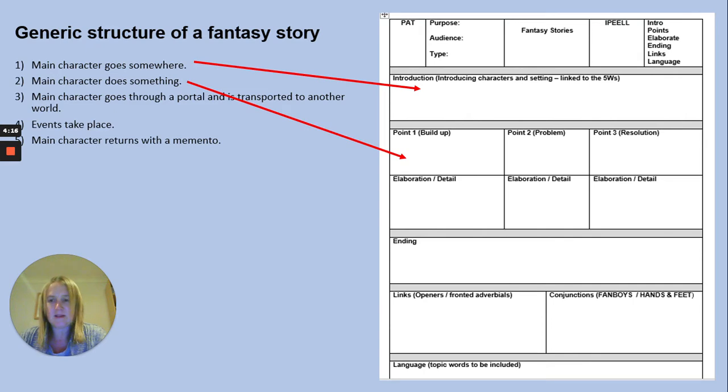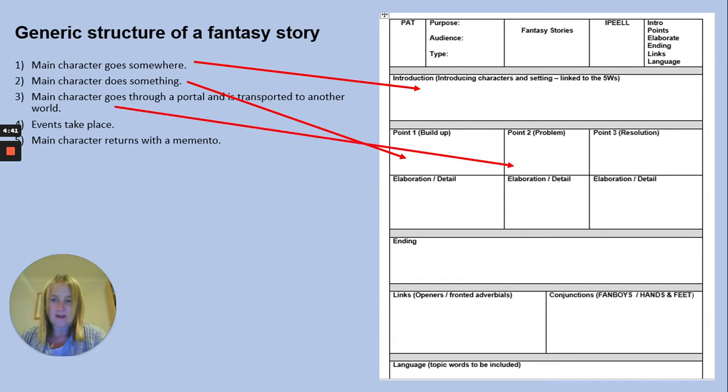Then the main character does something, and this is where our story is building up. Remember, we've got three main points. These might be a paragraph each, or you might have a few paragraphs within this point. But the idea is you put your main point here in the first box, and then the elaboration and detail box, you add that detail in. So you're building up that interest for the reader.